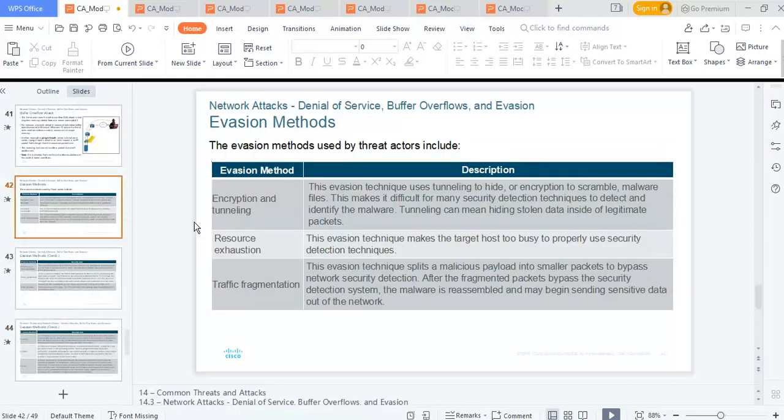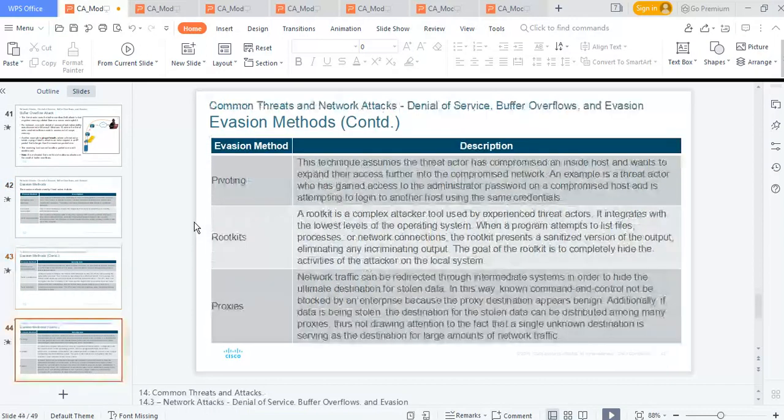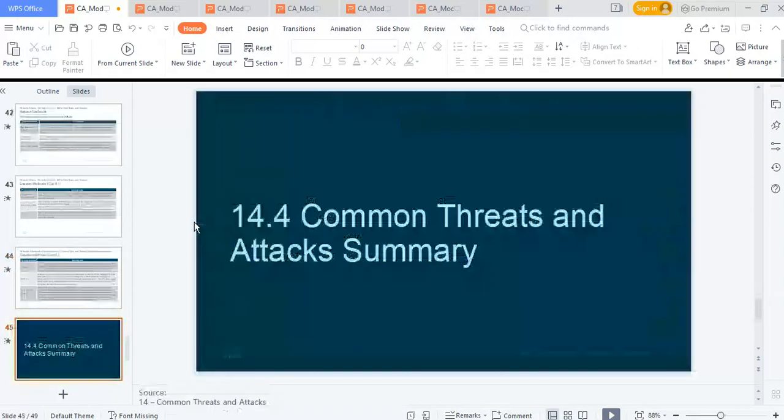Okay, so how do we evade attack? What are the evasion techniques? Encryption, resource exhaustion, traffic fragmentation, protocol level misinterpretation, traffic substitution, traffic insertion, pivoting, rootkit, proxies. And these are the different ways that evasion can be done. Okay, that's the summary of the common threats and attacks that we have. Majorly reconnaissance, network attacks, and access attacks. These are the kinds of network attacks that we have within our enterprise.